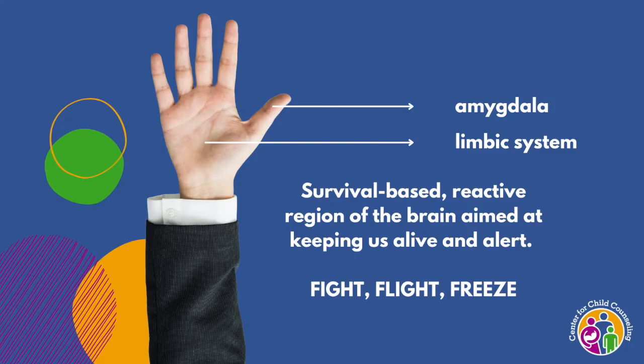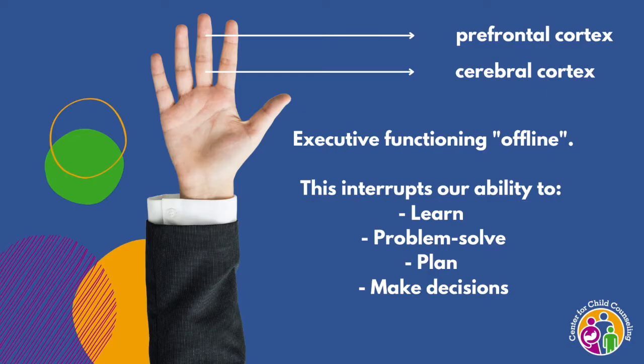So now we're thinking from that survival-based reactive region, and that executive functioning that lies in that prefrontal cortex region has been temporarily turned offline. This means our executive functioning is hindered for that moment. So things like learning abilities, problem solving, planning, and decision making aren't going to be as effective as usual when our lid has flipped. So how do we get that lid back down? How do we get that prefrontal cortex back online?